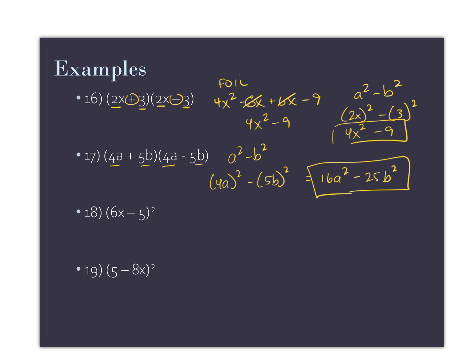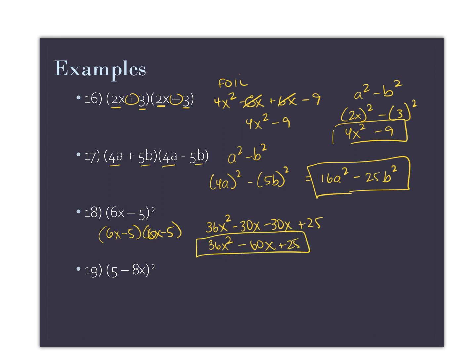Now this one here, this is a 6x minus 5 times a 6x minus 5. For me, I just think it's easier to foil these. Again, first times first, outer times outer, inner times inner, and last times last. And get 36x squared minus 60x plus 25, and there's my answer.